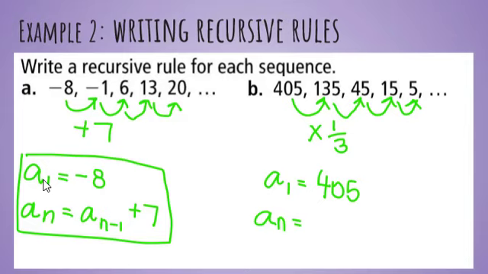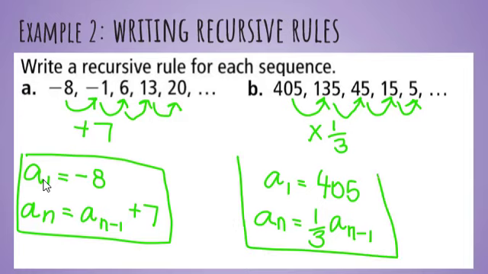So to write this formula, we have a sub n equals, our common ratio goes first, 1/3 times a sub n minus 1. So this is meaning for your next term, you do 1/3 times the previous term. And again, both of these together are your answer.